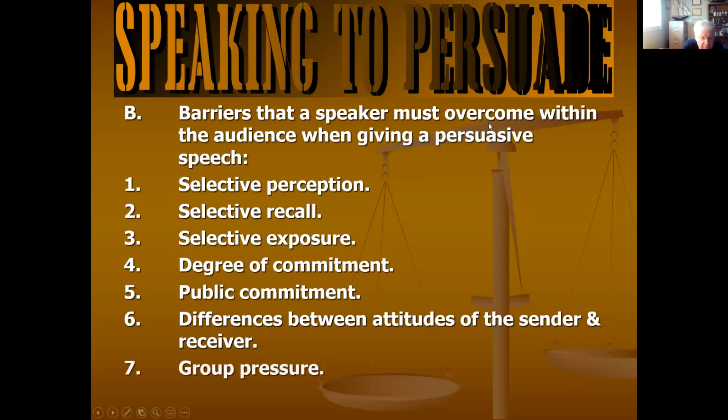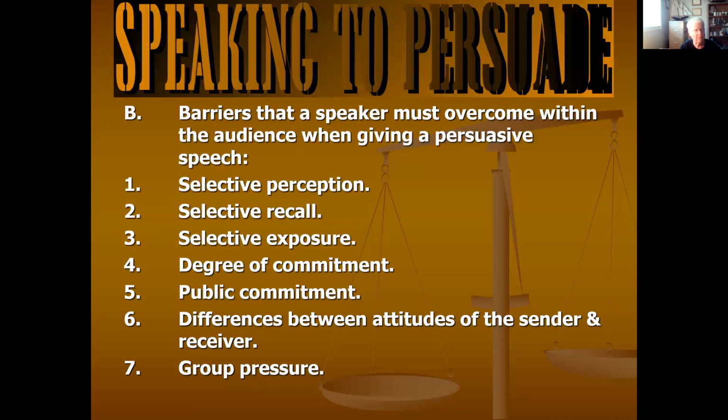Group pressure. Now, group pressure is a reality. Group pressure happens. And when group pressure comes on, people don't want to change because they don't want to lose face with their friends. They may inside think you're right, but they're not going to say anything, or may even not do anything, because they know that this could be a problem for them if they were to change their mind. They don't want to lose face.